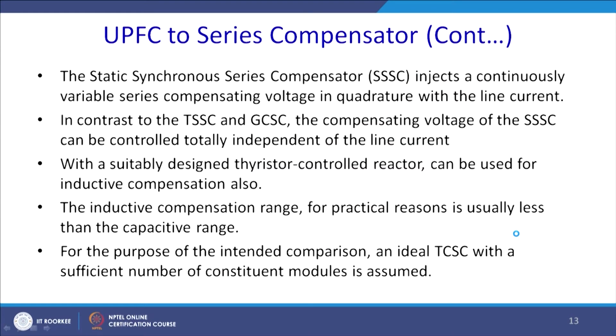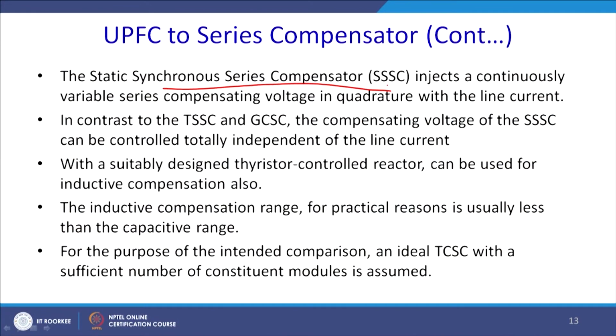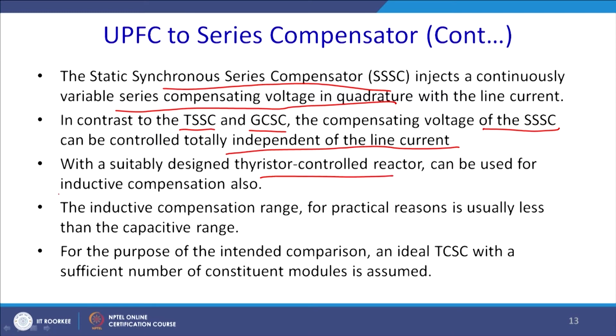So, what will be the comparisons with that? Series compensation definitely can increase the power flow. The static synchronous series compensator injects a continuously variable series compensating voltage in quadrature with the line current, in contrast to the TSSC and GCSC. The compensating voltage of the SSSC, that is the series compensator again, can be controlled totally independent of the line current. That is one of the biggest advantages of the SSSC over other kinds of series compensation. A suitably designed thyristor controlled reactor can be used for inductive compensation also. We have seen that TCR can also be inserted into the system.